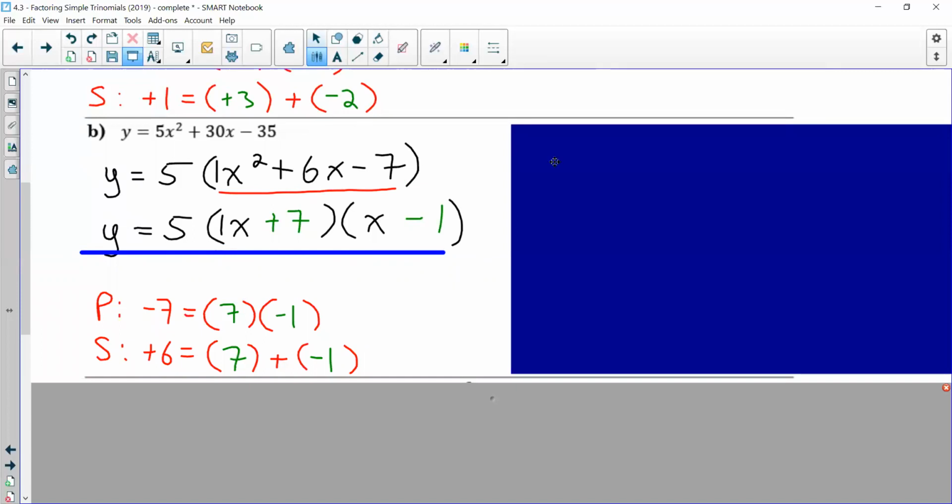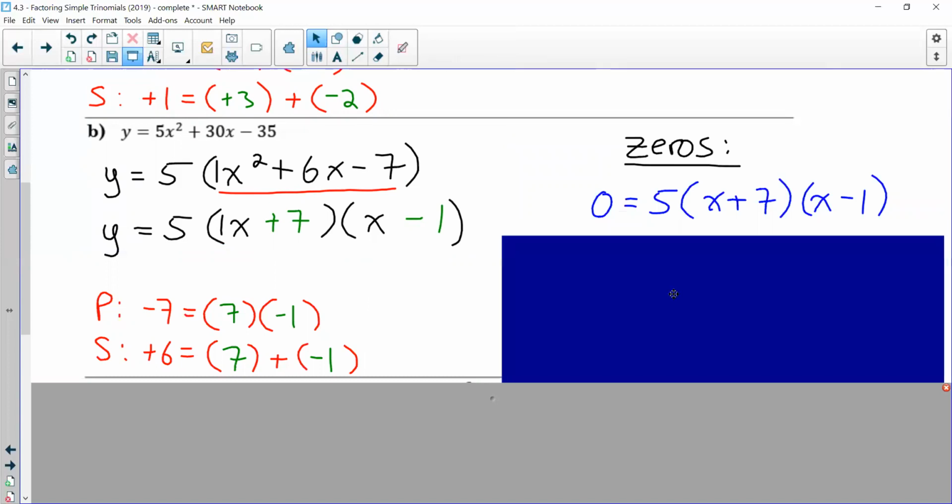And then to find these zeros, we want to set the equation equal to 0 and then solve from there. So again, we have this technique of setting this equal to 0. We have three different factors. So this could be a 0? No, it's already a 5. Can this be a 0?